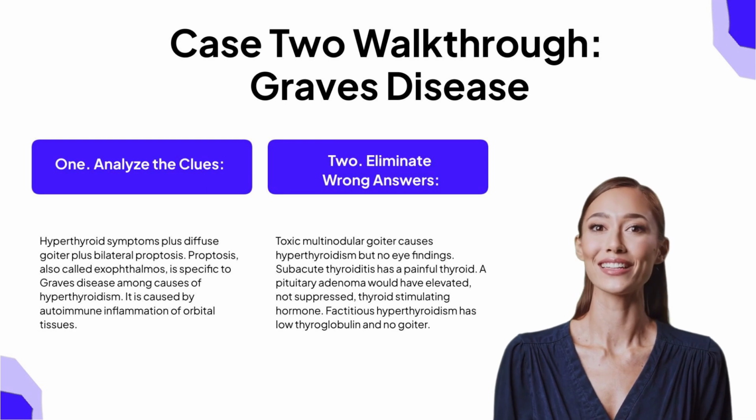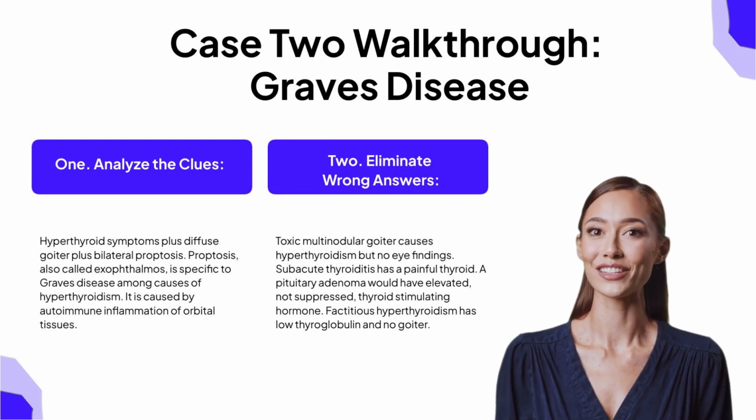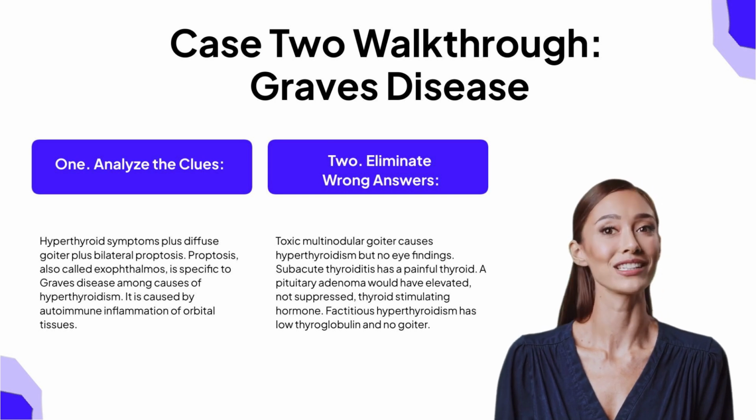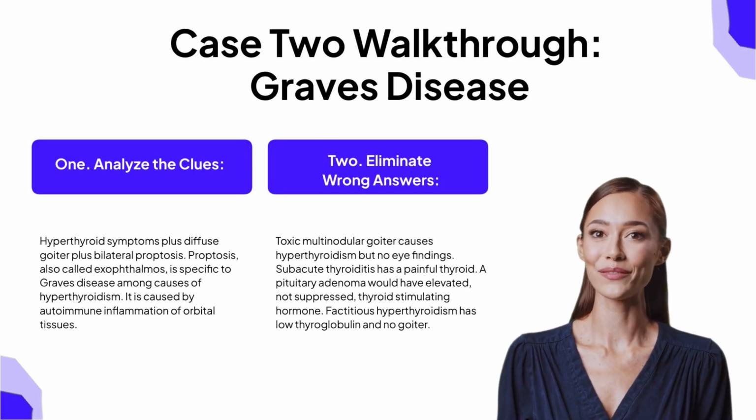The proptosis is the key. Among all causes of hyperthyroidism, only Graves' disease causes eye findings. This is because Graves is an autoimmune disease where antibodies attack both the thyroid and the orbital tissues. Let me show you how to eliminate the other answers.